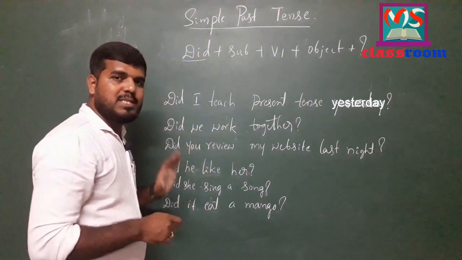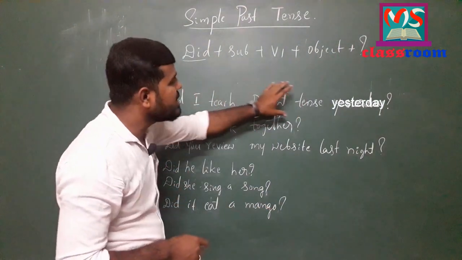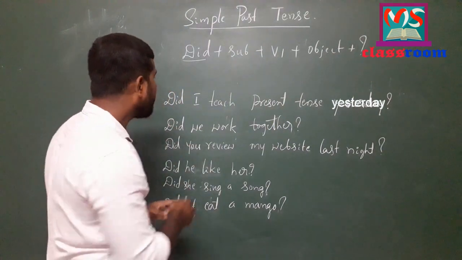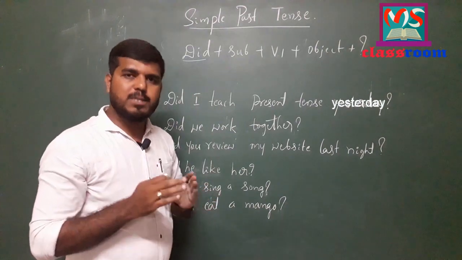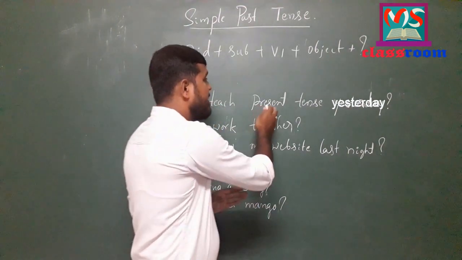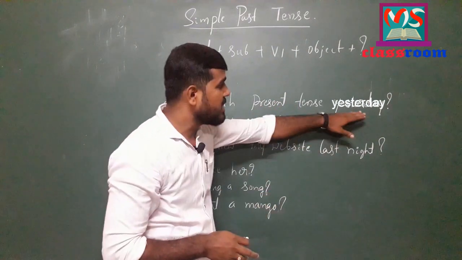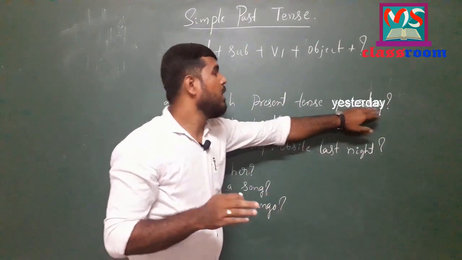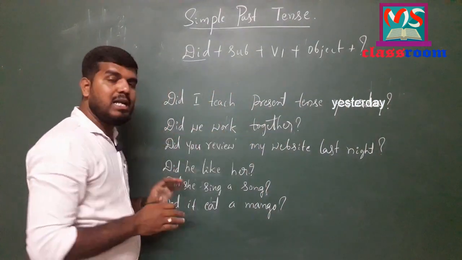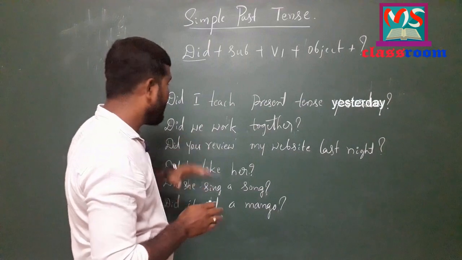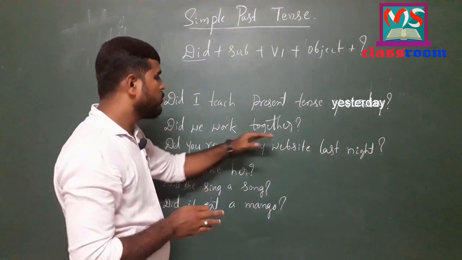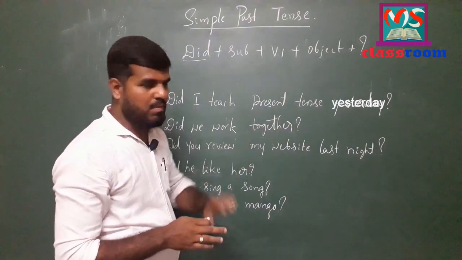Take first example. Did I teach present tense yesterday? Did is past form of do-form auxiliary. I is first person singular subject. Teach is present form of verb. Present tense is object. Yesterday is adverb and question mark. Did we work together? Did is past form of do. We is first person plural and work is present form of verb. Together is object and question mark.